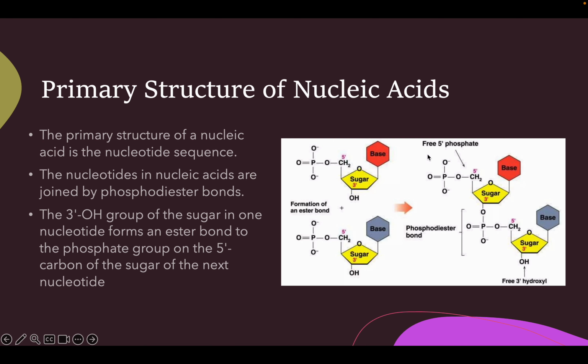and then more nucleotides can be joined using the 5 phosphate group here and the 3 hydroxyl group here. So then it forms a long chain of nucleotides, which generally forms the primary structure of the nucleic acid.